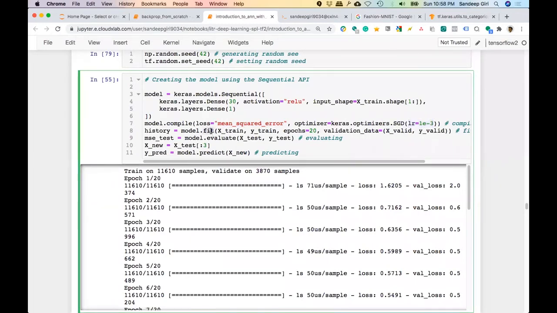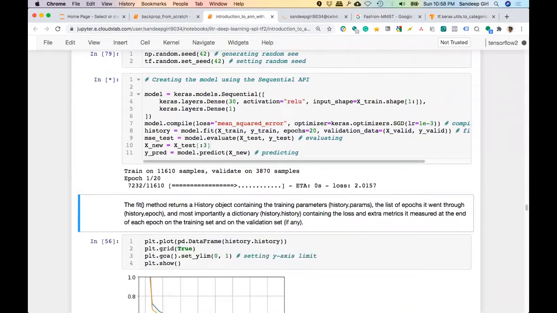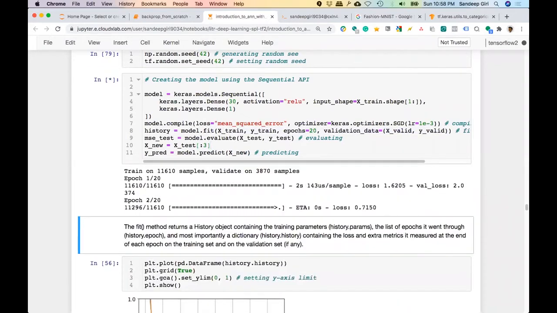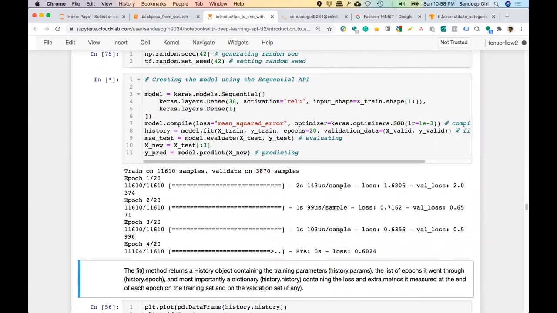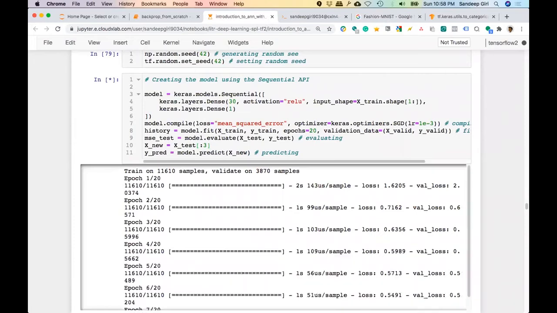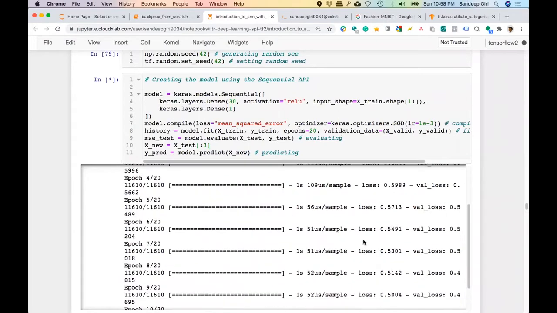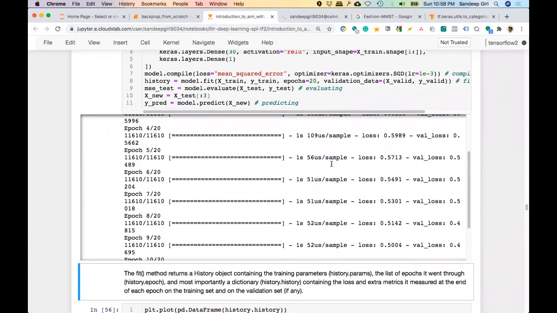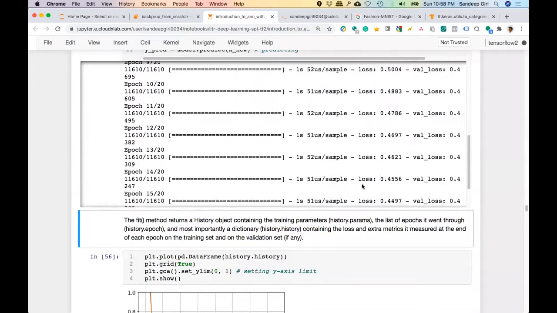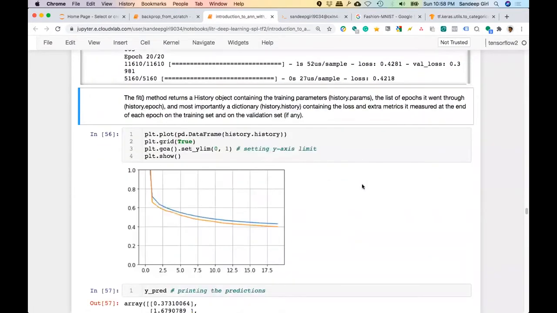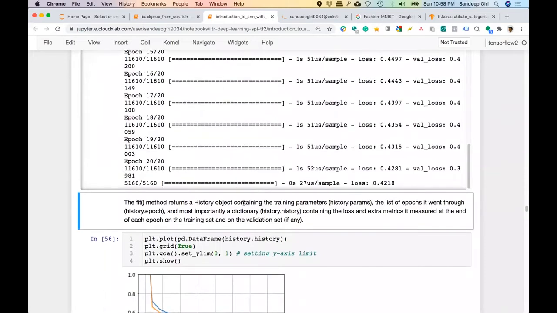And then we are saying fit, X-train, Y-train, epochs is 20, validation data. All of these we have discussed already. And then in the end, we are evaluating. Let's just see how it goes. Okay, so the loss is going down. You can see the loss is going down. After a point in time, the validation loss is going down slowly, not at that fast a pace. Okay, so it is done.